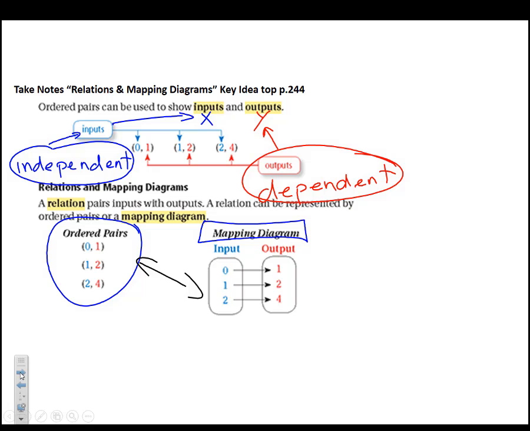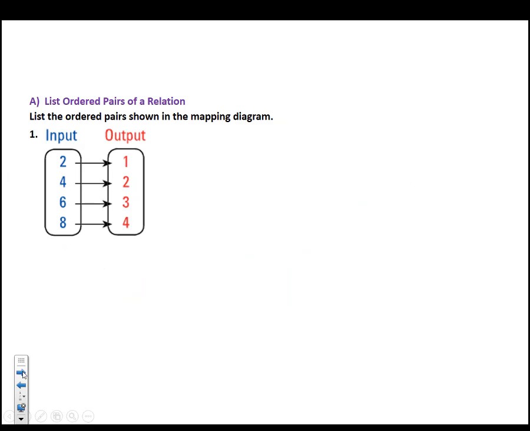So, ladies and gentlemen, first thing we're going to do is take a mapping diagram and we're going to list our ordered pairs from the mapping diagram. So, here we have our inputs. Our inputs are X and our outputs are Y, right? X and Y. So all I have to do is follow. Here I have an input of 2 and the arrow takes me over to 1 as my output. That's one of the ordered pairs from the mapping diagram.